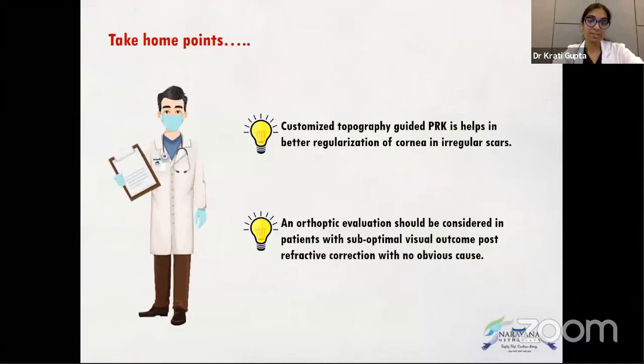Next slide, please. So take-home points here would be customized topography-guided PRK helps in better regularization of the cornea, particularly in irregular scars. An orthoptic evaluation should be considered in patients with suboptimal visual outcome post-refractive correction with no obvious discernible cause. Thank you.